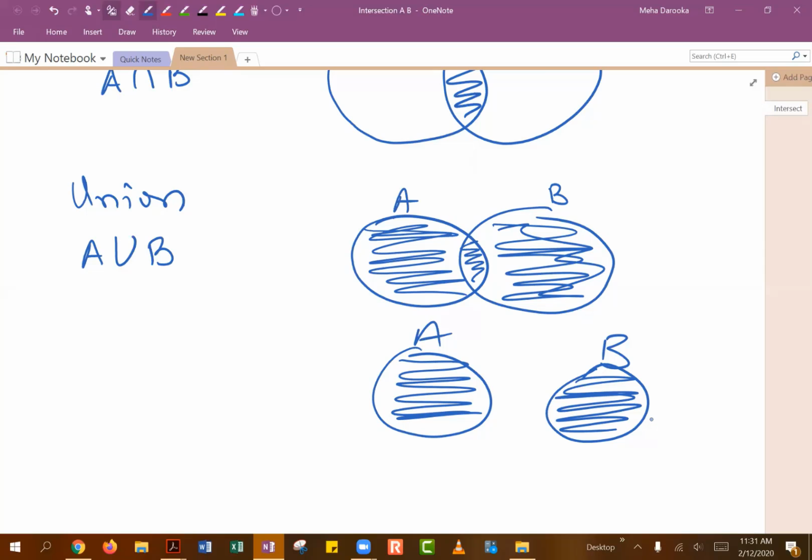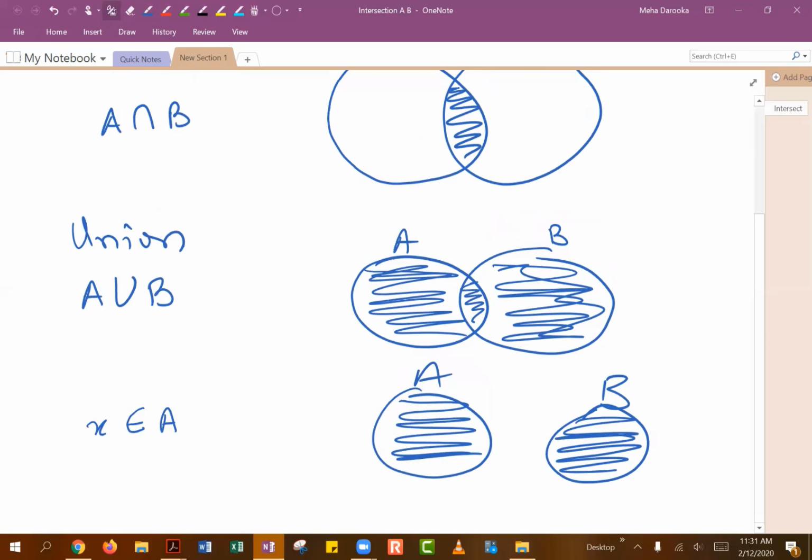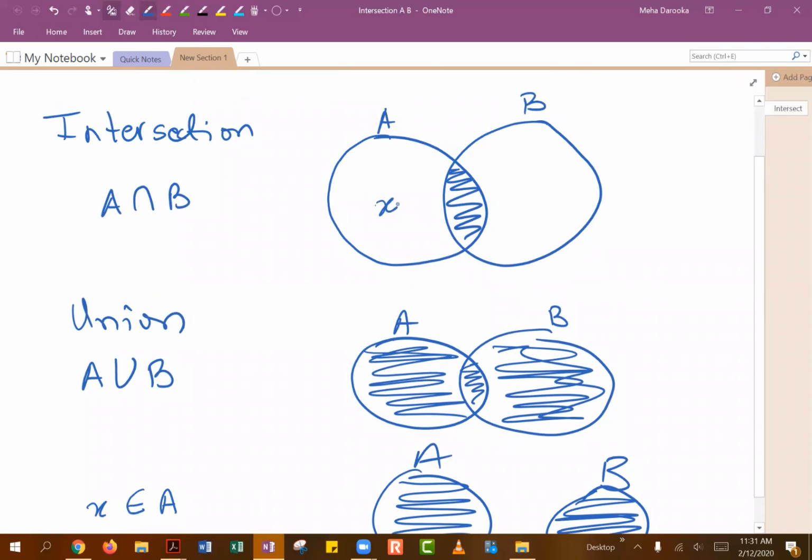Say that one more time. Belongs to is for this little symbol here. So this is saying that X is a number which is part of set A. So that would basically mean if I have X in set A, I should also have X in set B for it to fall in this intersection part.